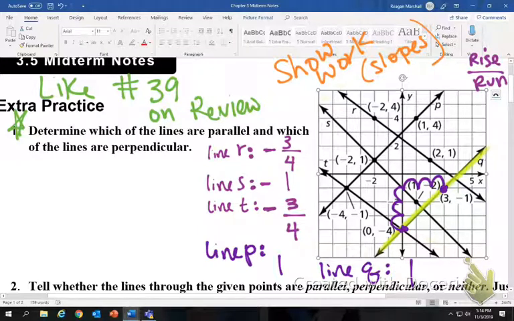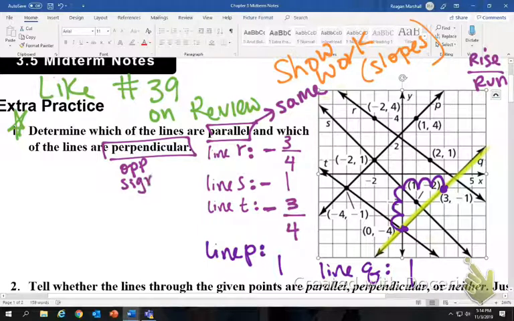So now we're going to find which ones are parallel and which ones are perpendicular. Parallel means they have the same slope. Pretty sure that is a word-for-word question on your review. Perpendicular means they have the opposite sign and the reciprocal. Ran out of room. Reciprocal means you flip. So opposite sign and you flip.